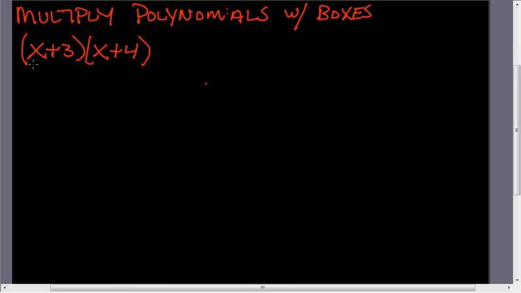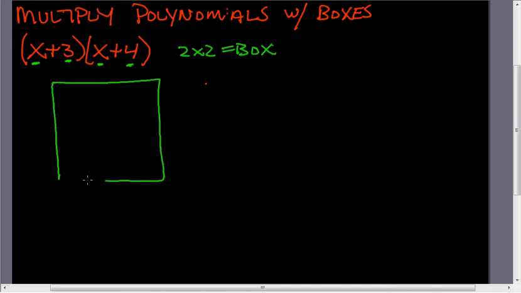First thing I'm going to do is count. I got 2 terms multiplying another 2 terms. 2 things times 2 things. So I'm going to make a 2 by 2 box. Right down below here, draw a box. It doesn't have to be perfect. It's 2 squares wide by 2 squares tall.